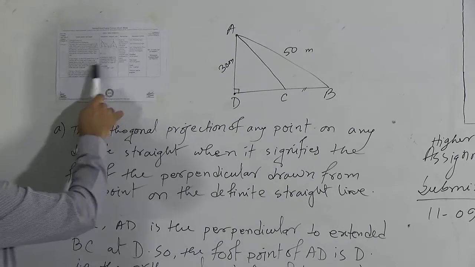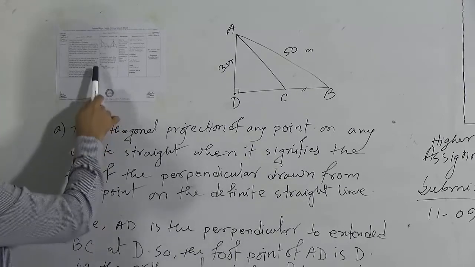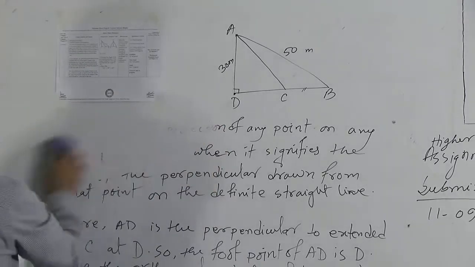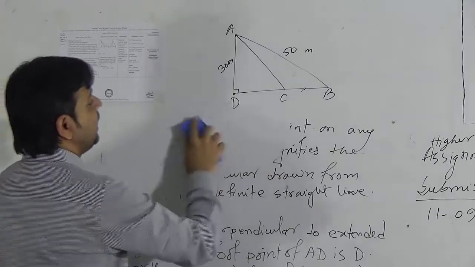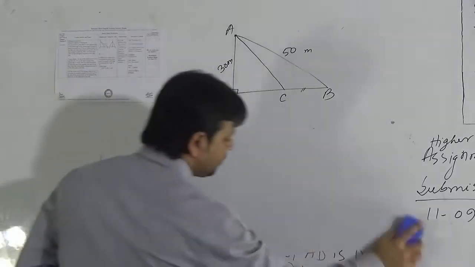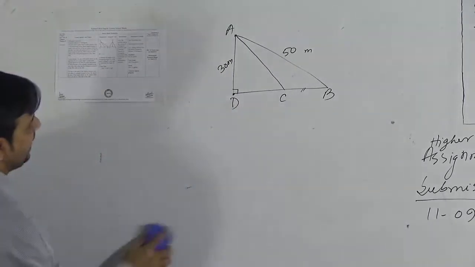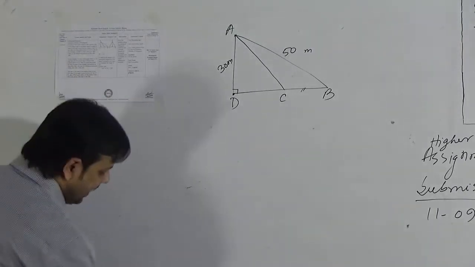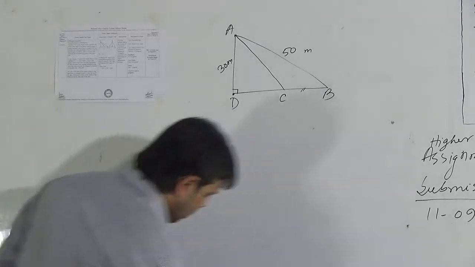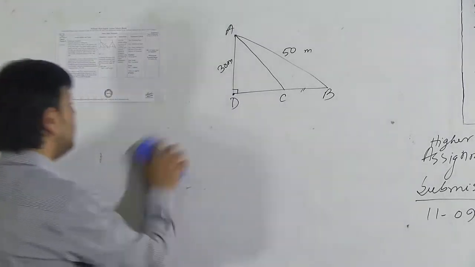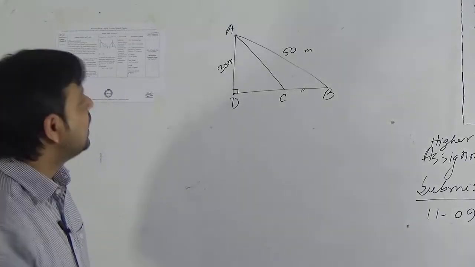Now question B, determine the length of AC. We need to determine the length of AC according to the figure that is given in the question. The lengths of three sides AB, AD and BD are given here. So from this figure we can easily determine the length of AC.